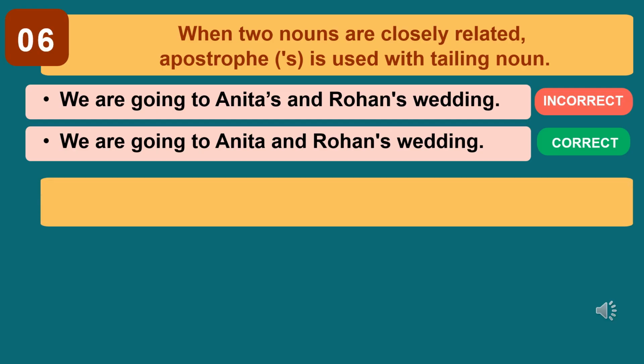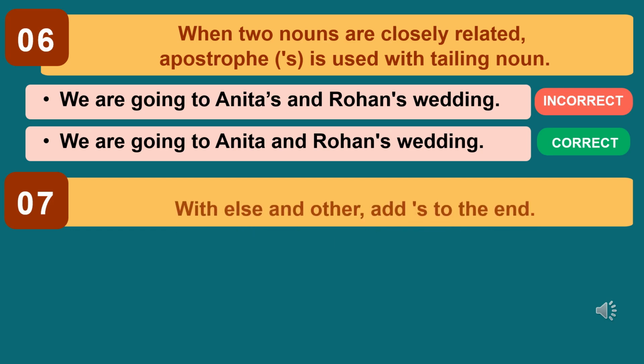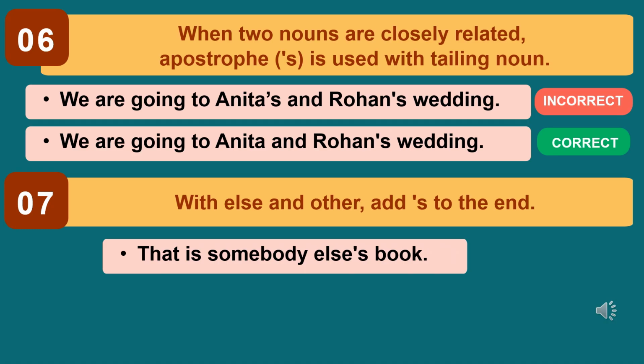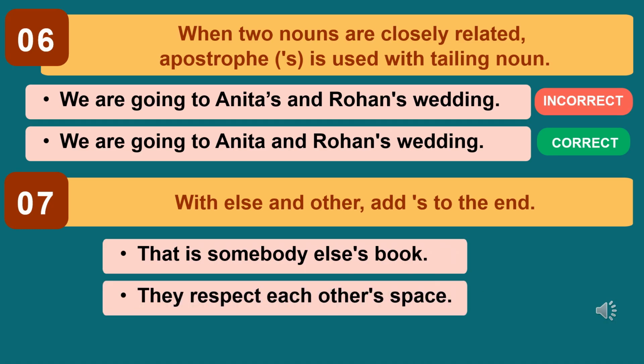Rule 7, apostrophe with else and other. With the words else and other, the apostrophe s is added to the very end of the word. Examples, that is somebody else's book. They respect each other's space. This must be someone else's bag. Remember, never write somebody's else or each other's. The possessive always comes at the very end of the phrase.